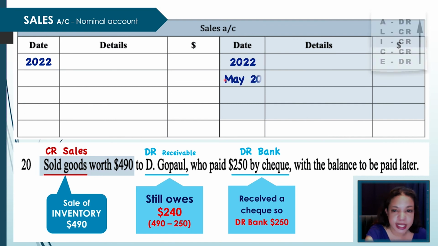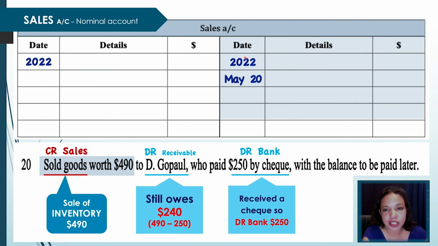So we put the date, easiest thing, May 20th. Make sure you have your years for all your accounts. May 20th. Can you remember what the details are? We are on the credit side. Which account or accounts were debited? We have a debit for D. Gopal and a debit for bank. So that would mean that we will put both of them. And bank, how much did we receive? That is the amount you have to put there.